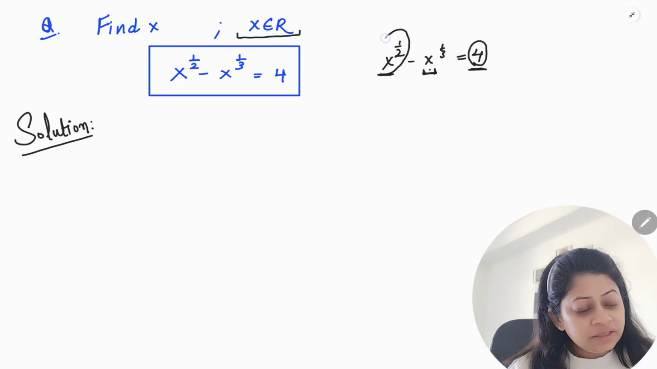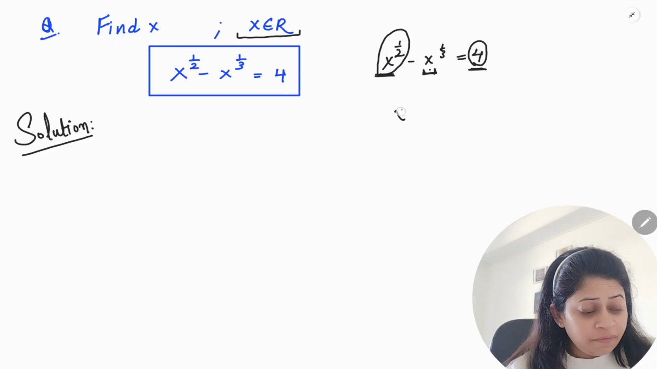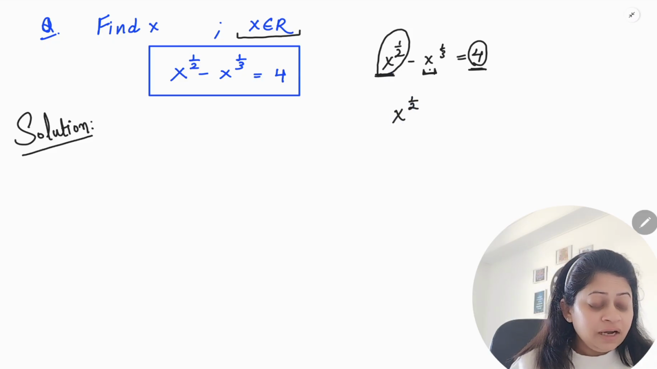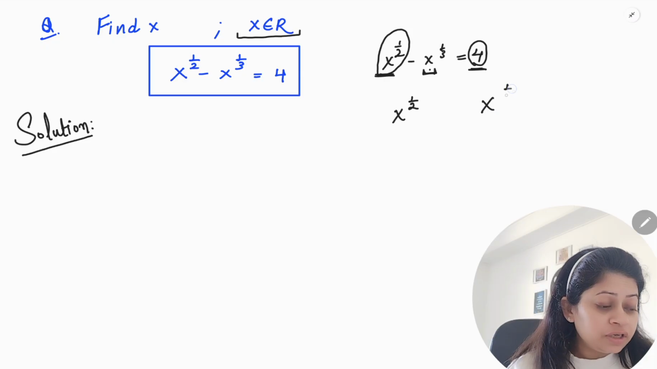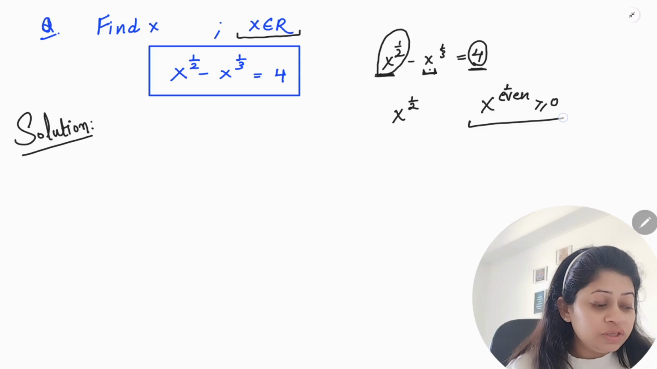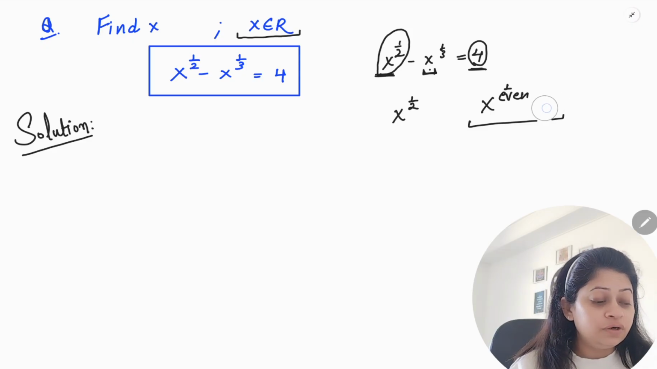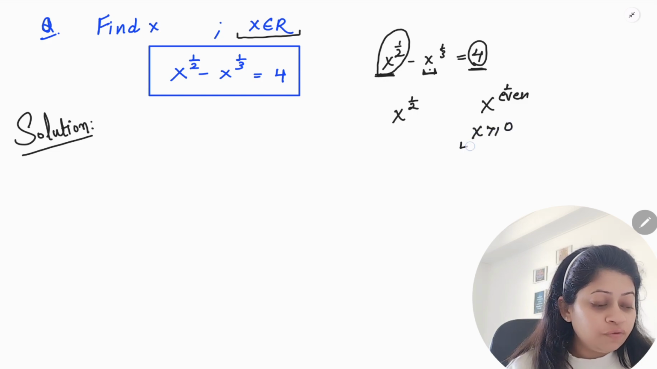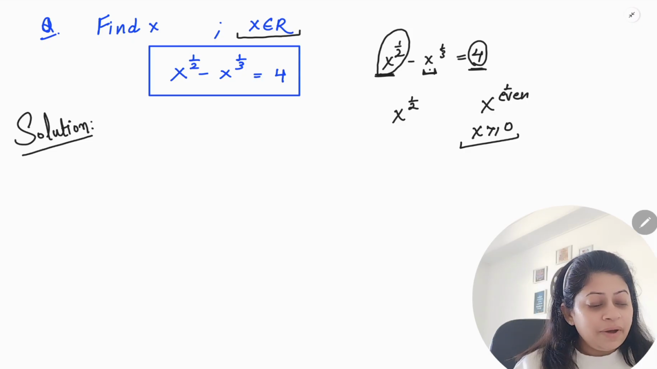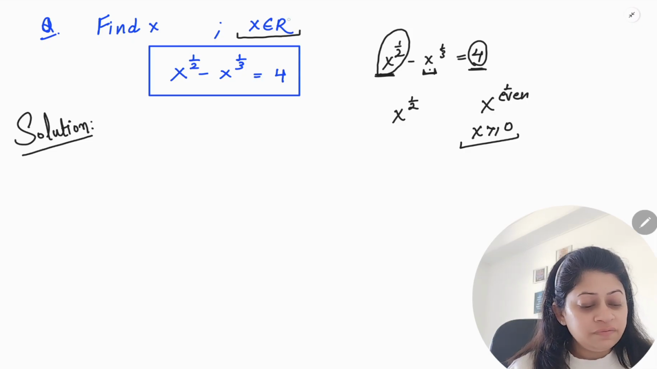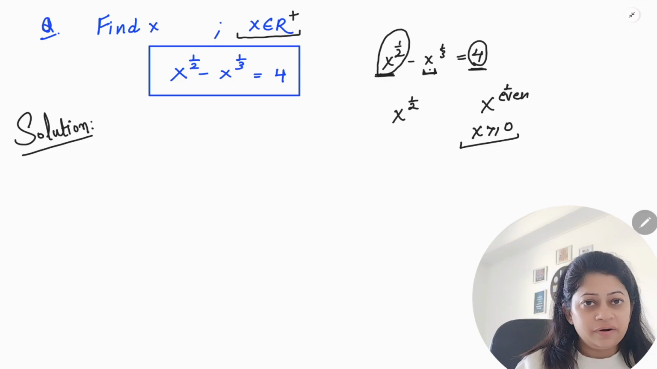This x raised to power 1 by 2 is a fact: when you get x raised to power 1 by something even, this is always greater than or equal to 0, so x is greater than or equal to 0. This thing is greater than this, and for x greater than or equal to 0, now x is greater than 0. That means we know x is a positive real number. Okay, let us solve now.